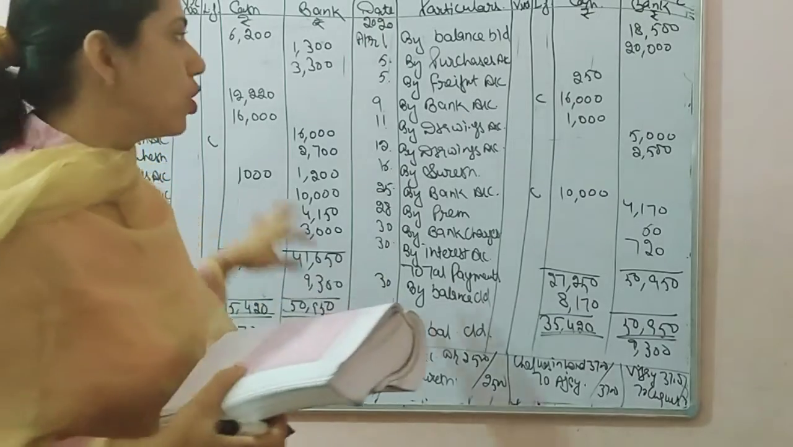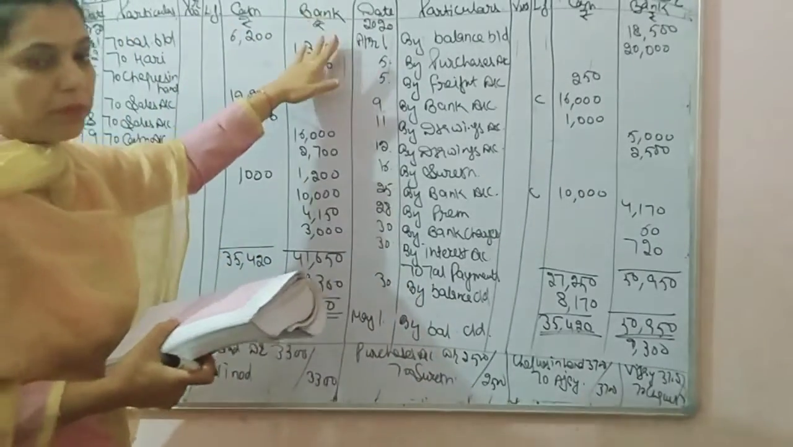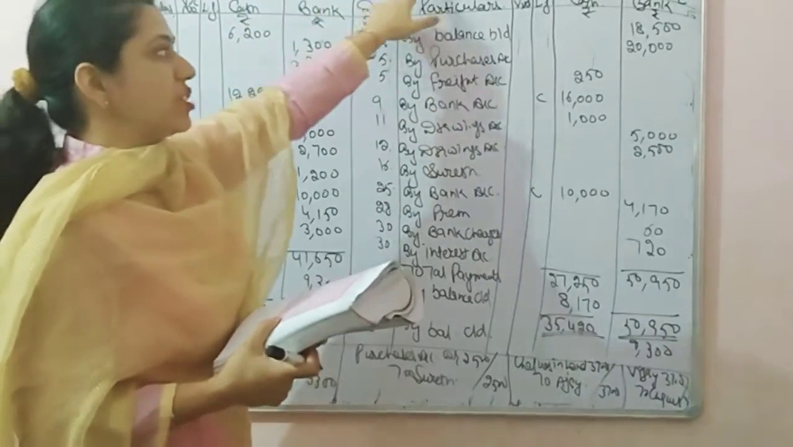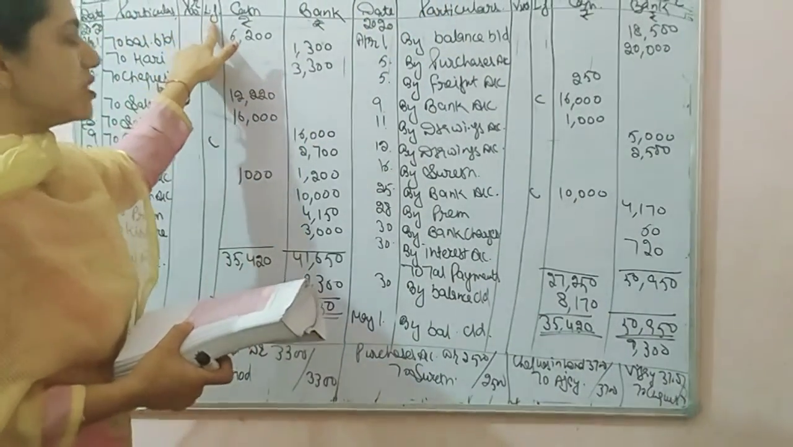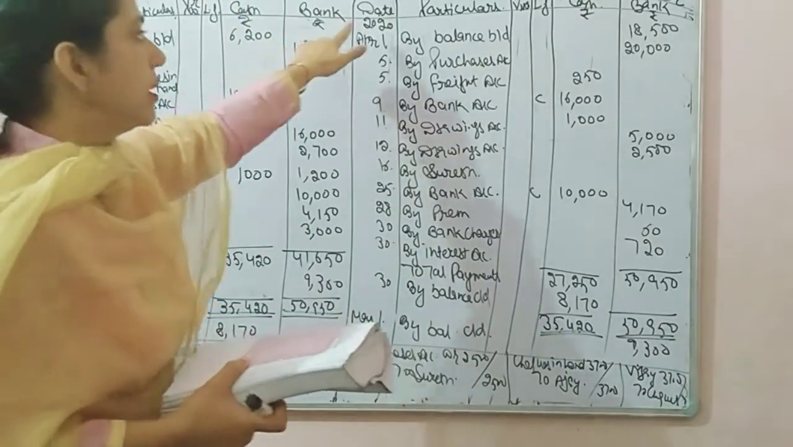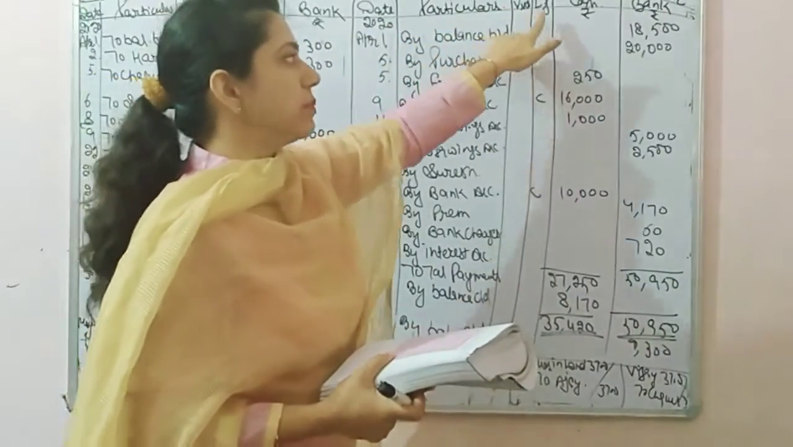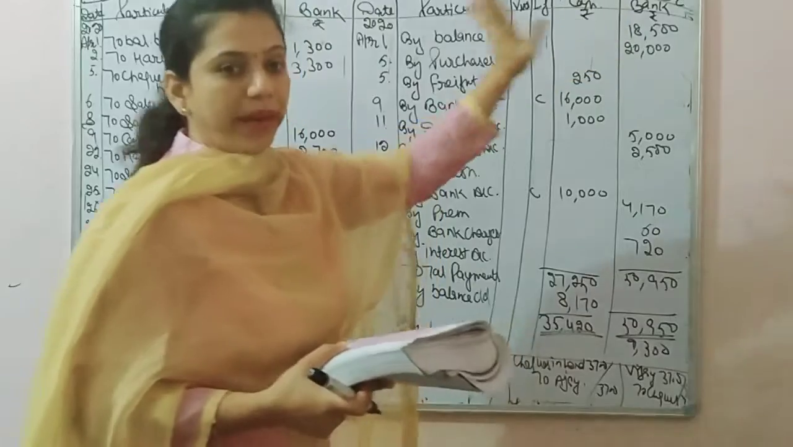So first, all of you have to prepare a format. Cash book with cash and bank column. Date, particulars, voucher number, ledger folio, cash, bank. Date, particulars, voucher number, ledger folio, cash and bank.